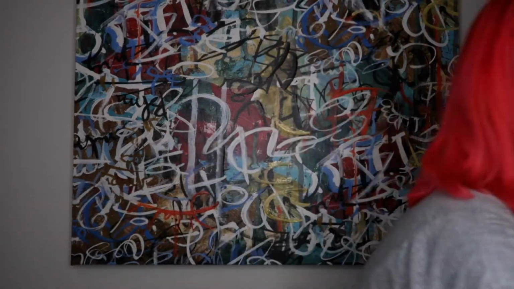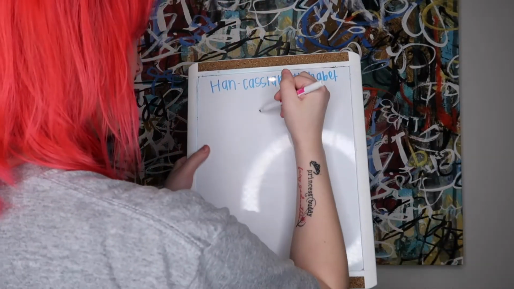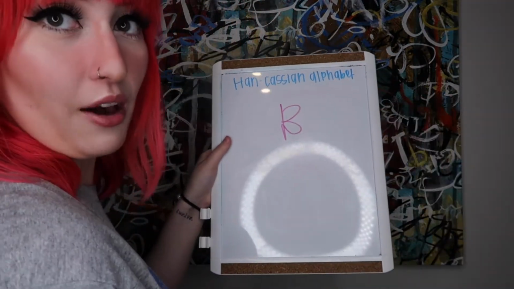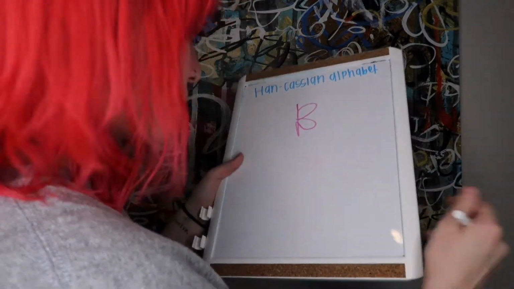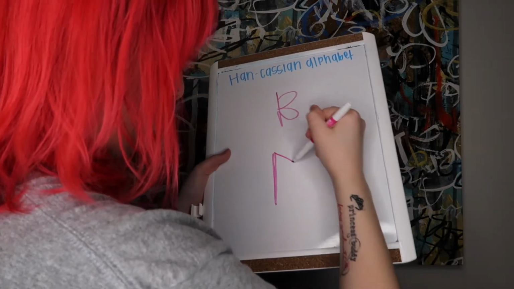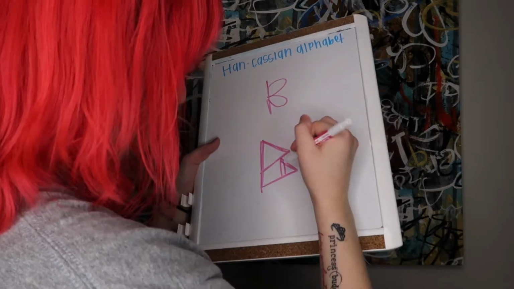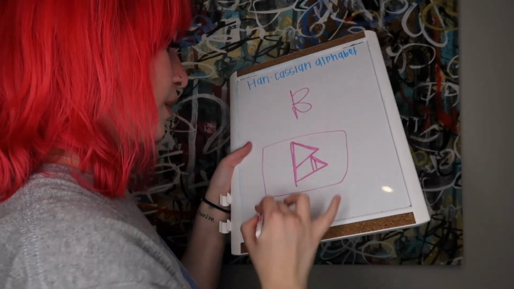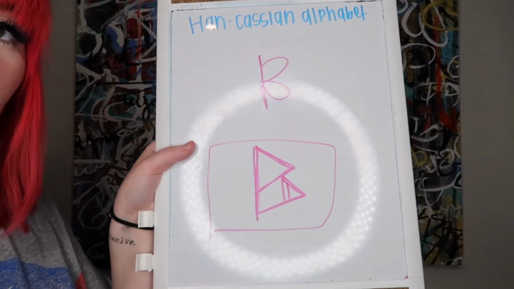Alright, the next letter being B. So we have the letter B in the American alphabet. What we did for ours is kind of the same thing. I have to look at our paper. Alright, for the Han-Cassian alphabet, we have that as the letter B. It's very geometrical.